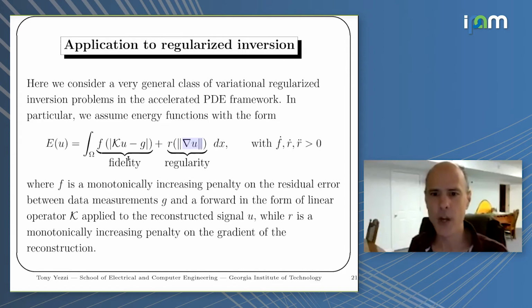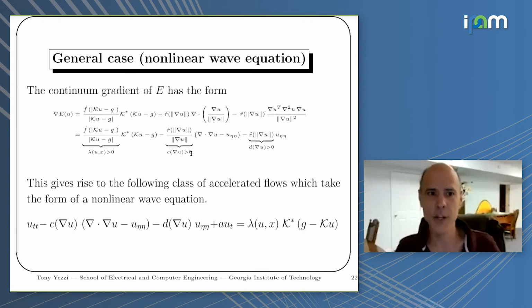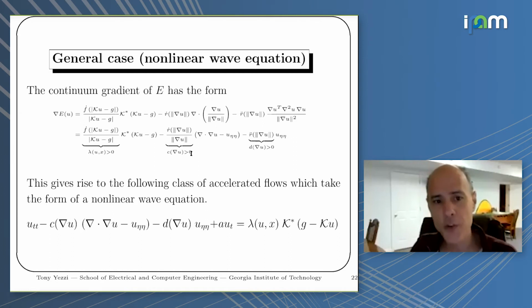So the constraints are that this is monotonically increasing, so its derivative is positive, and this should also be monotonically increasing, as well as be convex. Its second derivative should be greater than 0. So those are the conditions. So now if we compute the continuum gradient of this, we get the following set of terms.